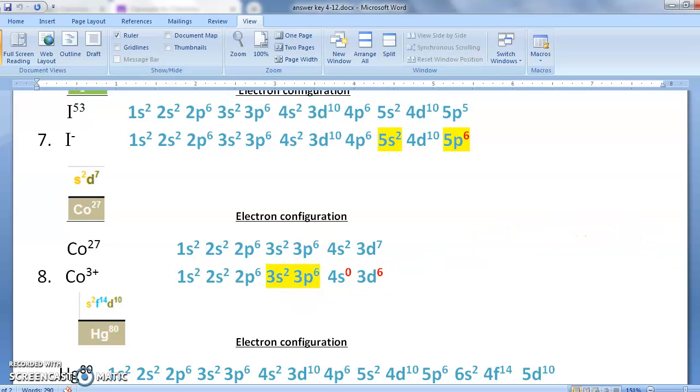All right, cobalt. We can double check to make sure we did that right. 2, 2 and 6 is 10, and 2 is 12, and 6 is 18. 18 and 6 is 24, and that's how many cobalt 3 plus should have, 24.